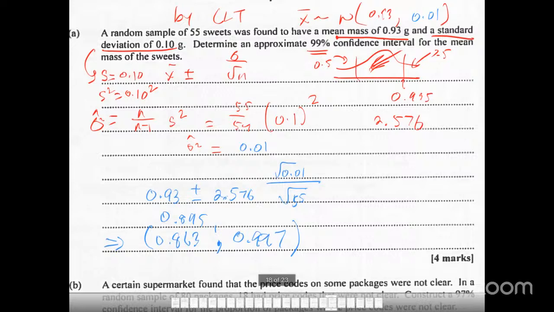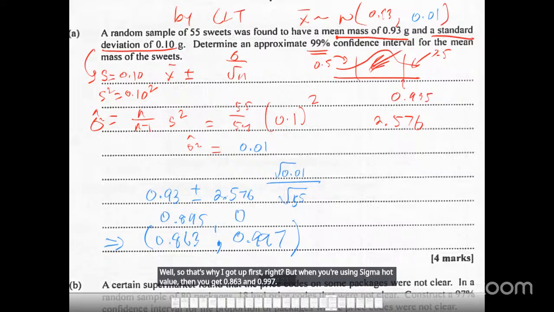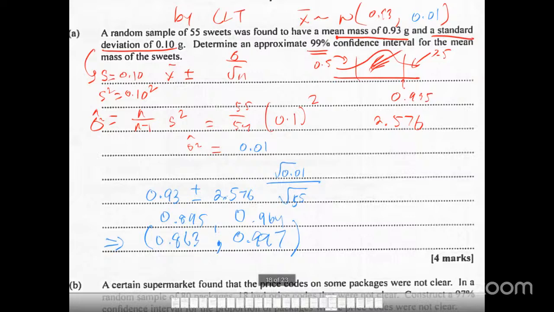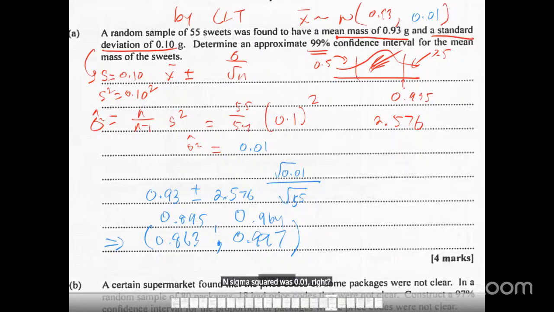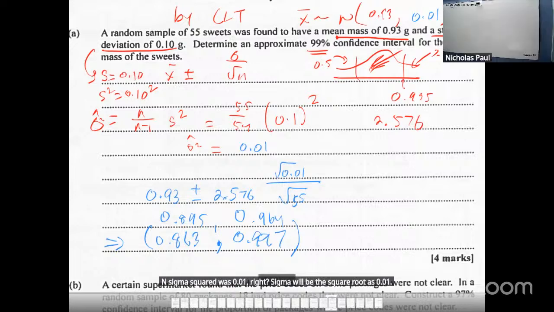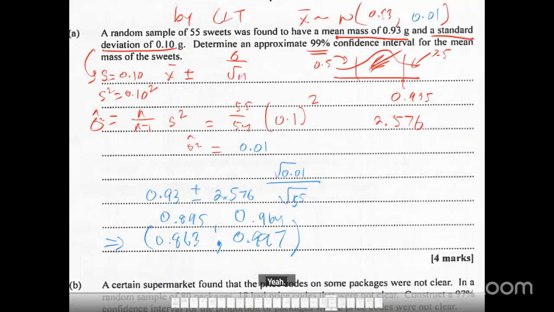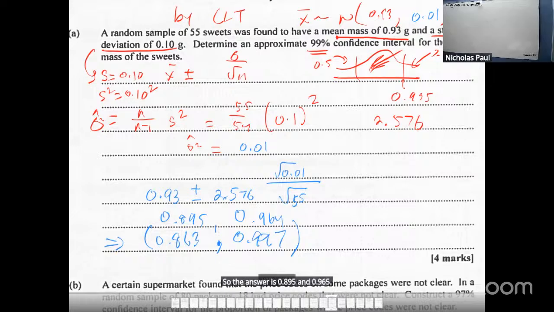No, well, that's what I get at first, right? But when you use the sigma hat value, then you get 0.863 and 0.997. Right, and sigma squared was 0.01, right? So sigma will be the square root of 0.01. Right, so the answer is 0.895 and 0.965.